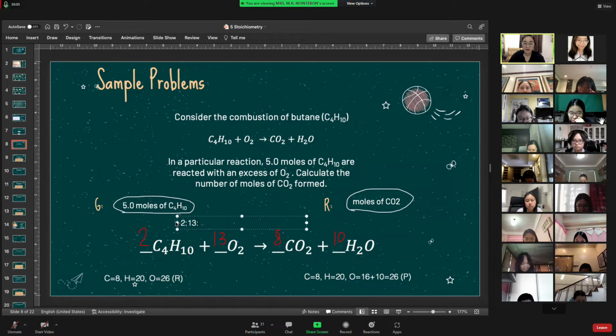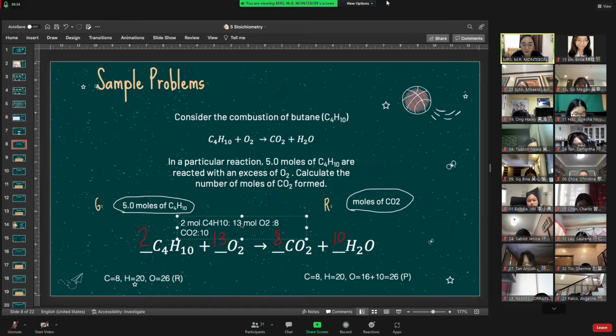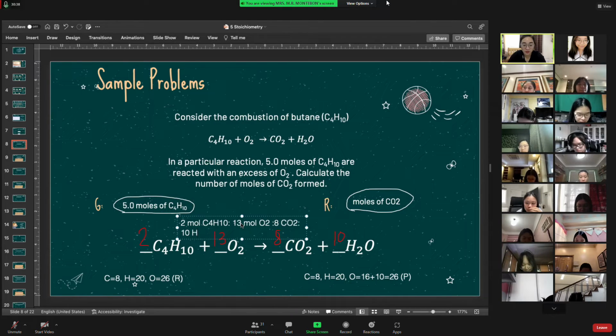2 is to 13 is to 8 is to 10. Okay, so kung mahaba yung gusto nyo, sige, mahaba. 2 moles of C4H10 is to 13, ang lalaki ng numbers, 13 moles of O2 is to 8 moles of CO2 is to 10 moles of water, H2O. So this is like your guide already. 2 moles is to 13 moles is to 8 moles is to 10 moles. Okay, but we are not yet done.